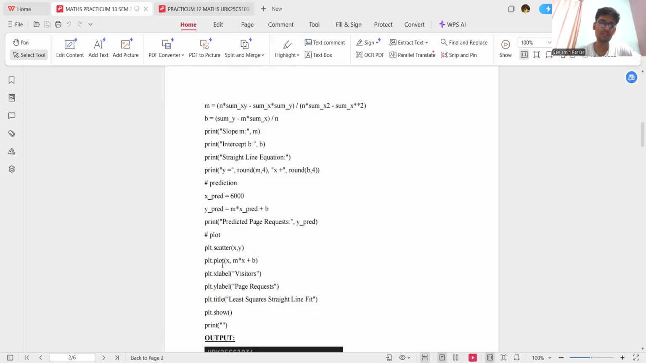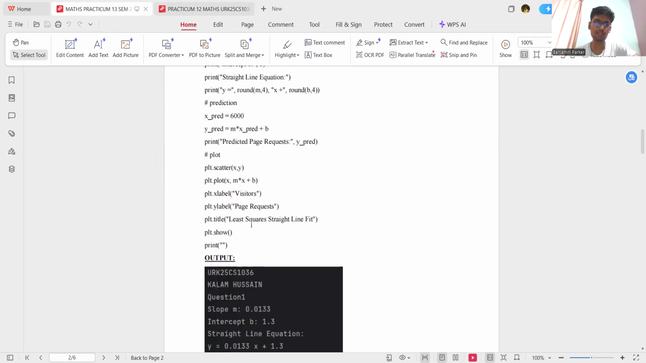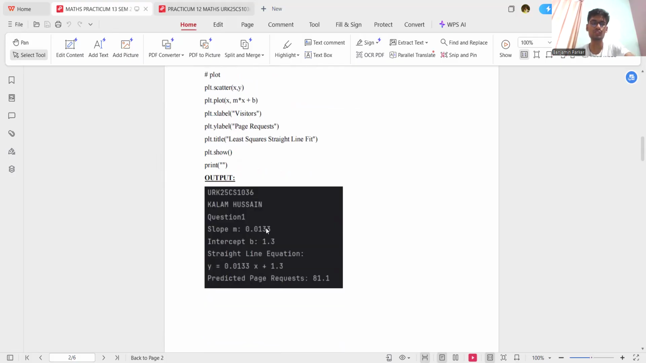Plot a scatter x y, plt.plot x, mx plus b. And after that we are labeling the x-axis as visitors and the y-axis as page requests. And after that we are giving the title least square straight line fit. And after that we are showing the output, which is the slope is 0.0133. And after that the intercept b is 1.3. And after that the straight line equation is y is equal to 0.0133x plus 1.3. After that, the predicted page requests is 81.1.